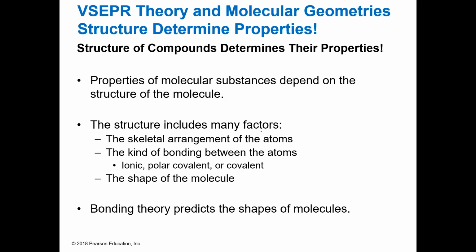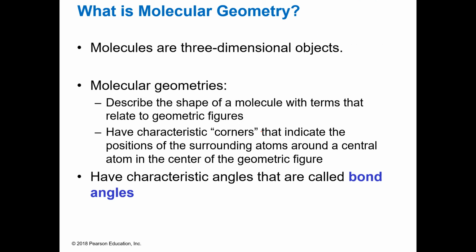When we look at geometry, we look at it using what we call the VSEPR theory. VSEPR stands for valence shell electron pair repulsion theory, and we'll just call it the VSEPR theory. It's basically looking at our electron groups in order to determine the shape of our molecule. Our molecules are three-dimensional, so it's not something we can easily draw. They have different bond angles, and the bond angles are from the outer atom to the outer atom.